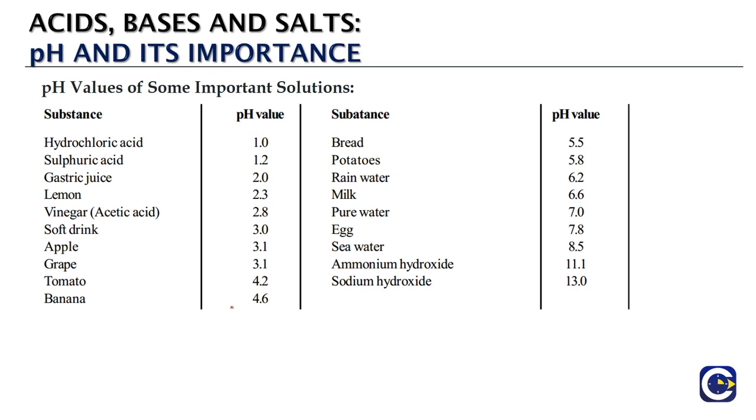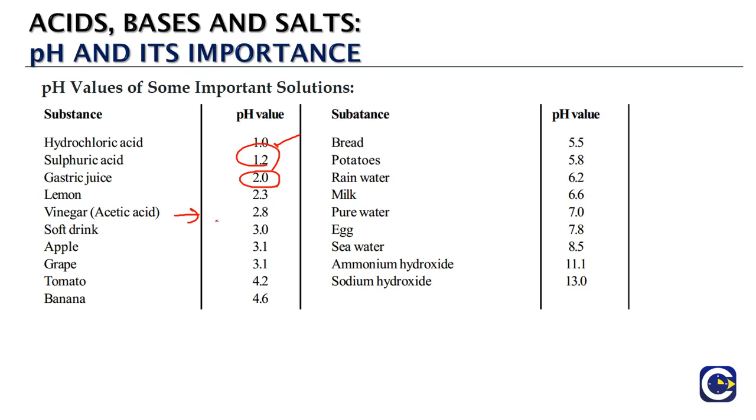Now if you look at the substances that we usually encounter, the common acids like hydrochloric acid has got a pH value of approximately 1. Sulfuric acid 1.2. Gastric juices, the juices that are available in the stomach, mainly they also will contain hydrochloric acid, but not that much concentrated. Lemon pH 2.3. We can see all these pH values are less than 7, and all these are the readings at the room temperature conditions.